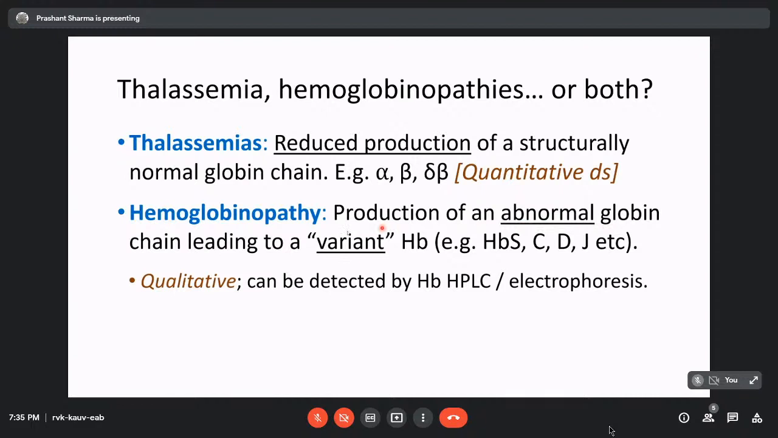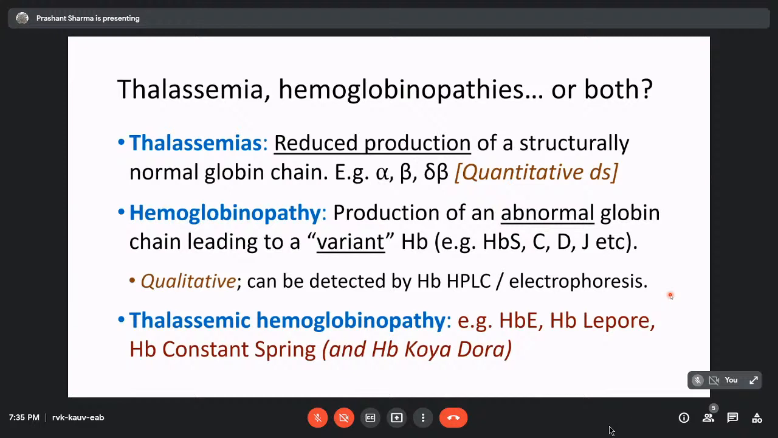So examples are hemoglobin S, C, D, J, Merit, etc. Unlike thalassemias, these are qualitative disorders, which means that you can try to detect the abnormal, the variant hemoglobin, by hemoglobin HPLC or electrophoresis. And then you have disorders which straddle the two worlds. These are the thalassemic hemoglobinopathies. Examples of these are hemoglobin E, Lepore, and Constant Spring.